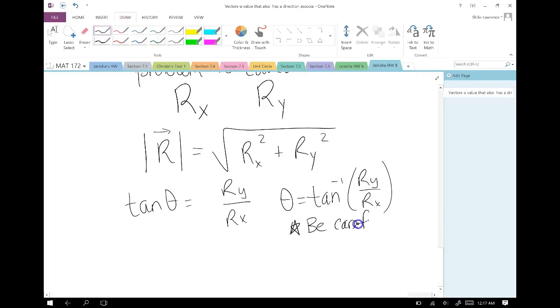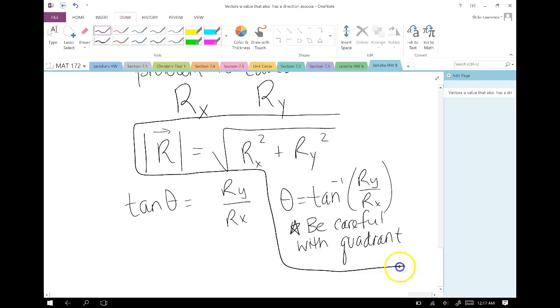Now you can tell what quadrant you should be in if you think of your components as a point. So this is the set of formulas we would use to convert components back to magnitude and direction.